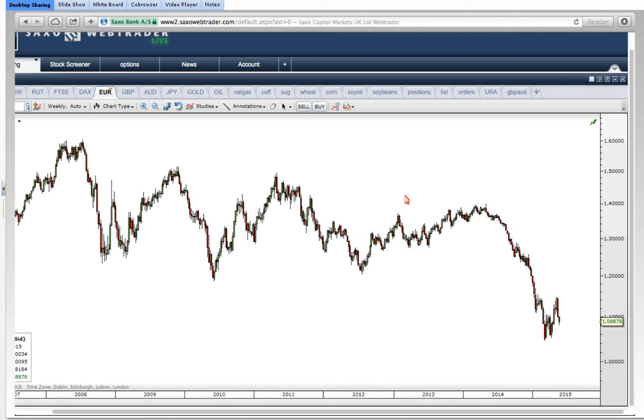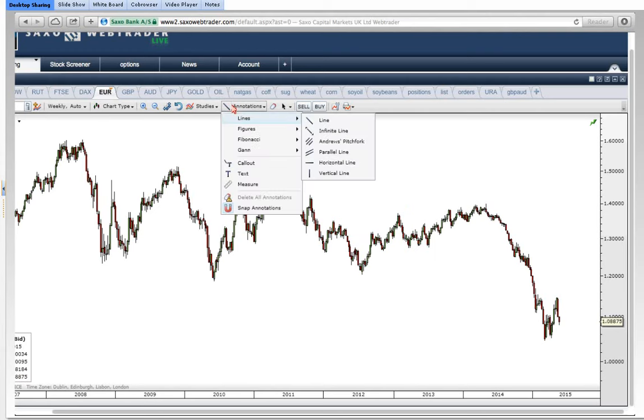This is obviously the Euro US dollar long-term chart. I'd like to go through how I traded back in 2014, just before Euro US dollar began its massive decline. Back then, a lot of people were looking at this specific resistance line.